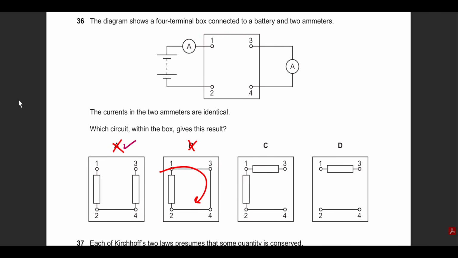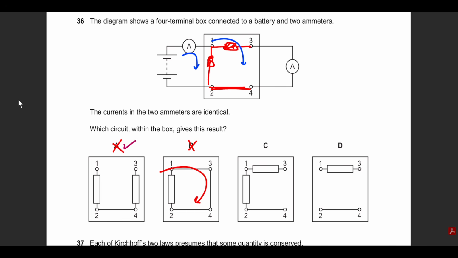Option C seems to be the appropriate answer because there is a resistor connected here and there's a resistor connected between these wires, right? Like this. And there's a connection here. So the connections are complete and the current coming through this will be shared between the two branches since they're identical. The resistors are assumed to be identical. So it should be option C.